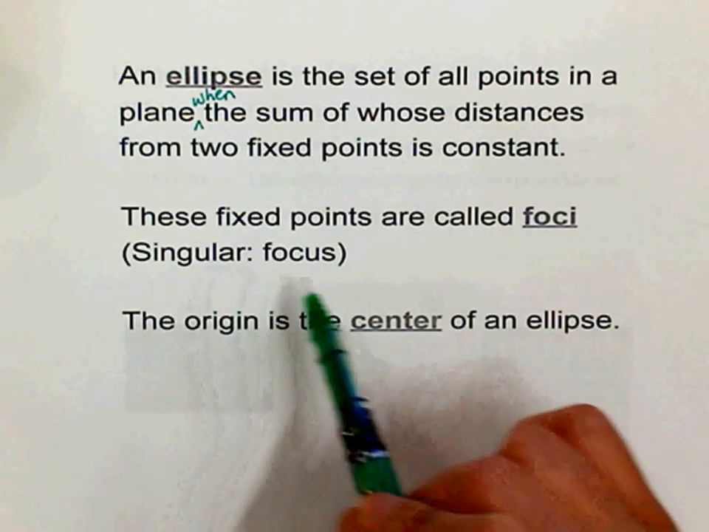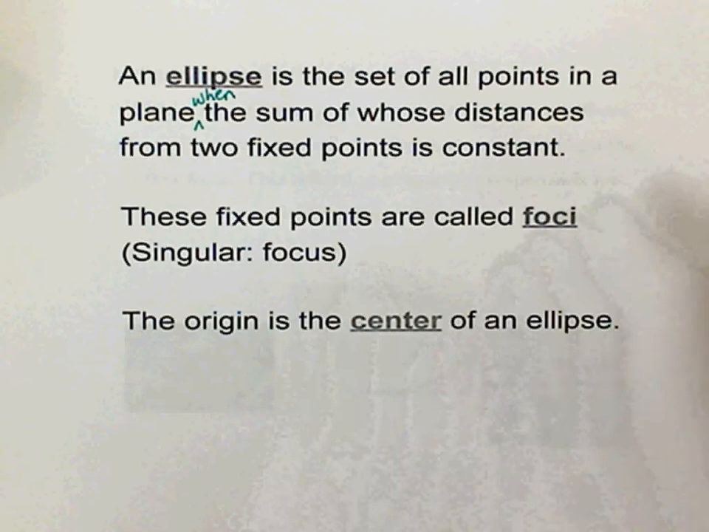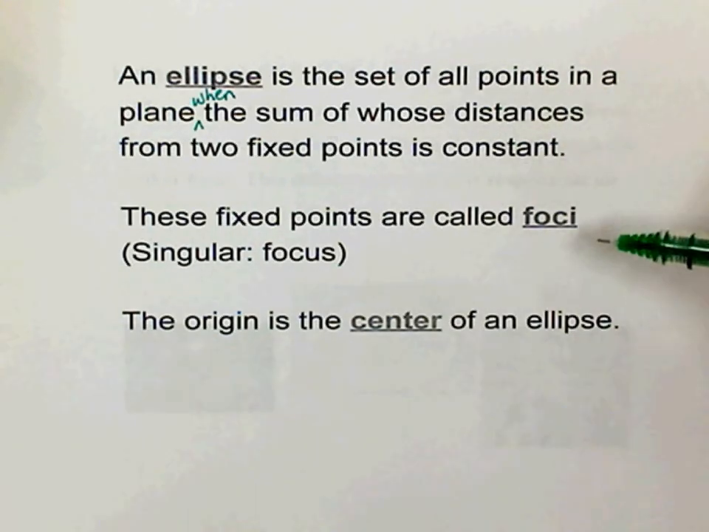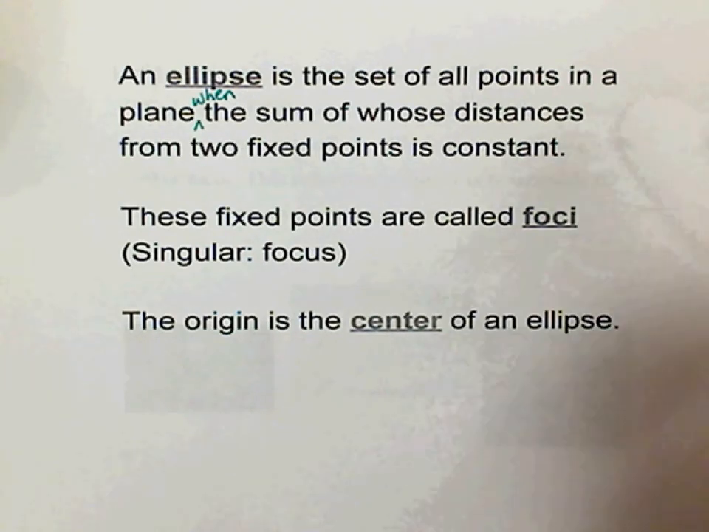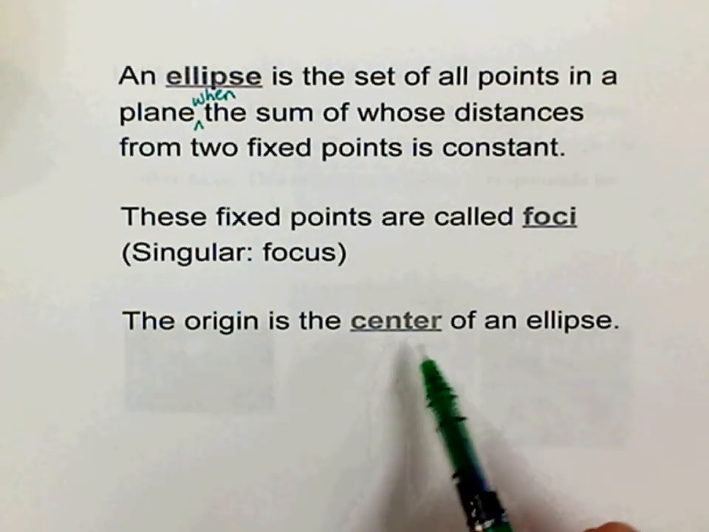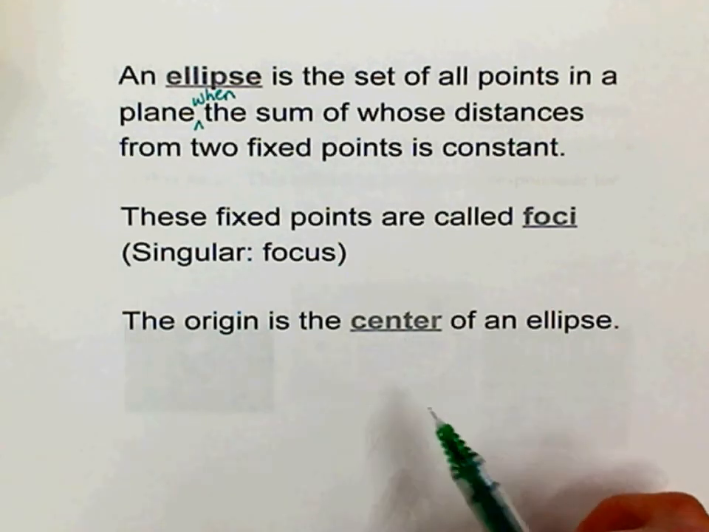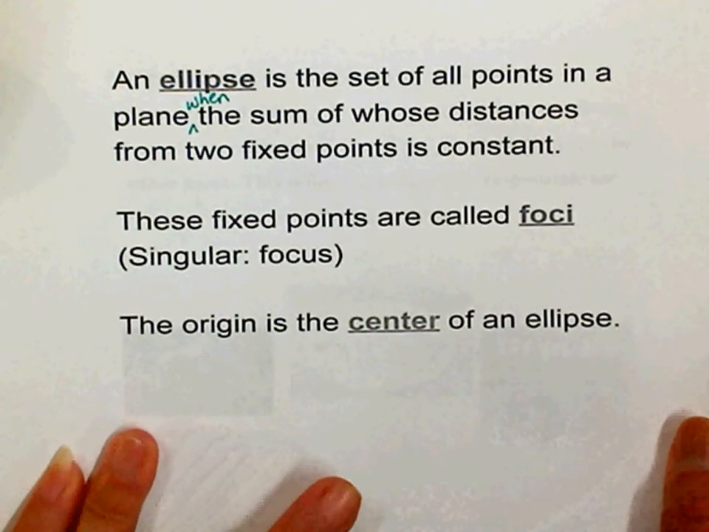These fixed points are called foci. Singular is focus. So we're going to talk a little bit about an ellipse, and foci, just want to mention it to tell you how it works, but we're not going to find it today, okay? It'll be another day. The origin is the center of an ellipse. Now, keep in mind, what else have you learned that also has a center? Do you remember your circle? A circle also has a center.